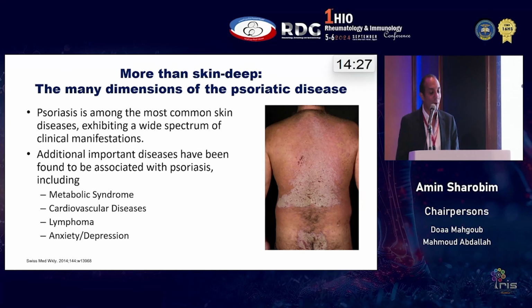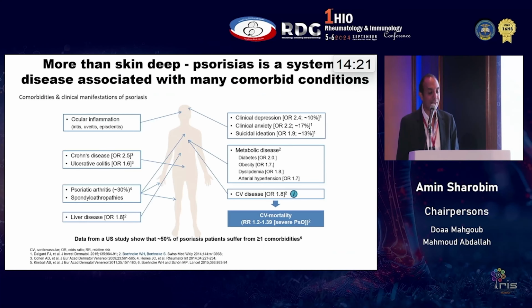It causes a lot of impairment, and it is associated with a lot of comorbidities like metabolic syndrome, cardiovascular disease, and anxiety and depression. So we can say that it's more than skin deep. Psoriasis is a systemic disease, and it is associated with many comorbidities. The most important are metabolic disease, diabetes, obesity, cardiovascular disease, depression, and anxiety, and other comorbidities such as ocular inflammation, Crohn's disease, psoriatic arthritis.